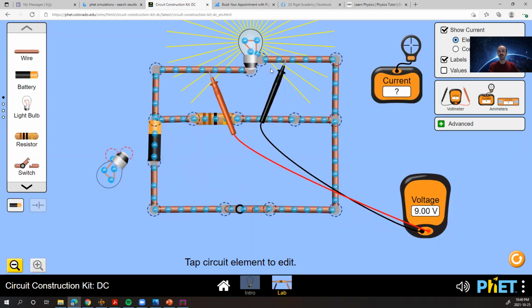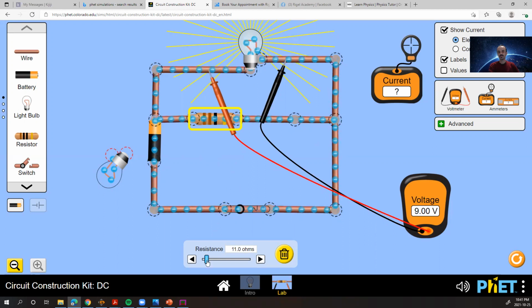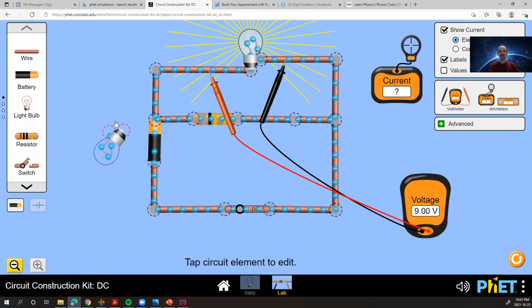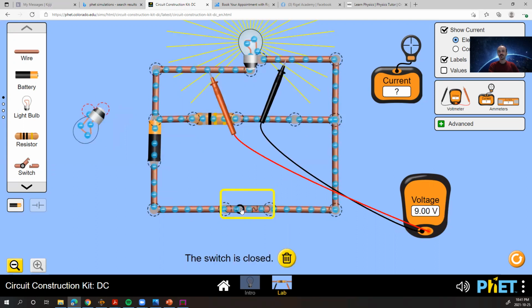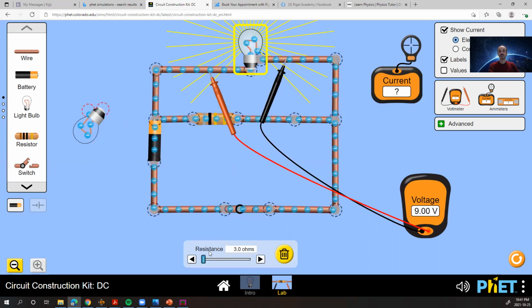The same, since they are connected in parallel, they have the same voltage. So what else can we do? Simply, we can change the resistance of the resistor and see how it affects the lamp. It doesn't affect it since they are connected in parallel. Or we can also add another lamp here in the circuit, or we can just switch on and off. So there are many features of these simulations. For example, when we change the resistance of the lamp, as you can see, brightness changes.